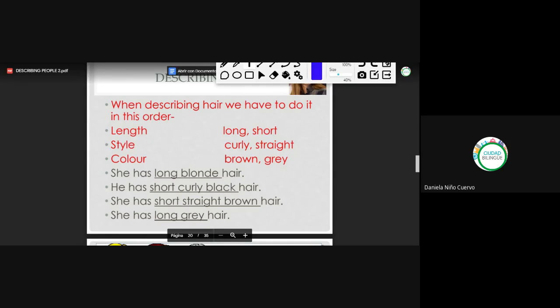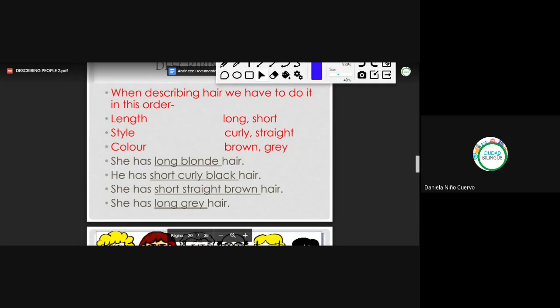Yo debo utilizar el have. Voy a bajar un poquito acá. So, we use, I have... Voy a utilizar el largor, ya sea long or short, yes. También podemos decir medium length, medium length.